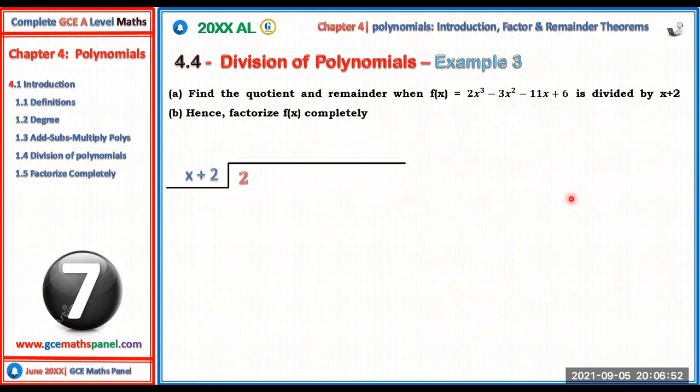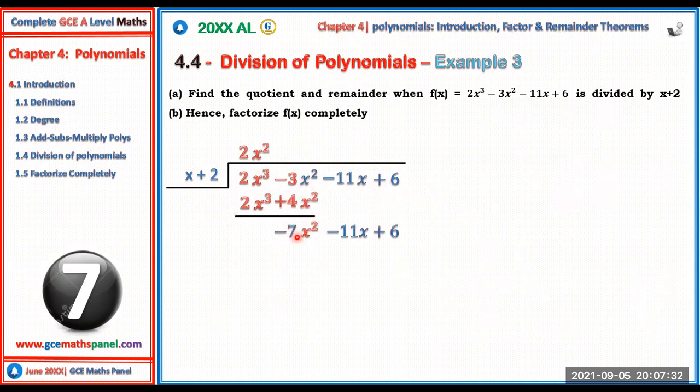So let's proceed by long division. Now we have 2x cubed divided by x. That gives us 2x squared. 2x squared times x gives us 2x cubed. 2x squared times plus 2 gives us plus 4x squared. We now subtract. The minus sign is here as we know. 2x cubed minus 2x cubed is 0. Minus 3x squared minus 4x squared is minus 7x squared. We bring down these terms.